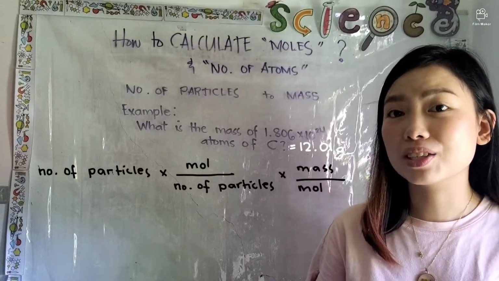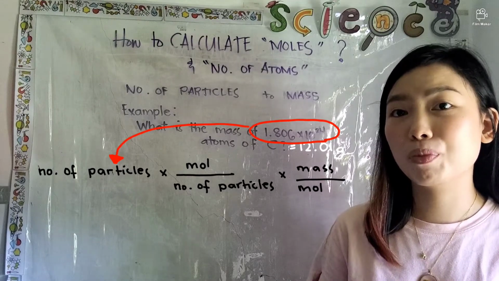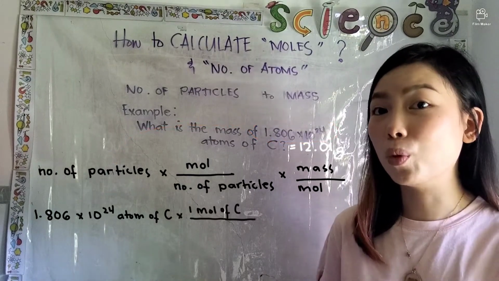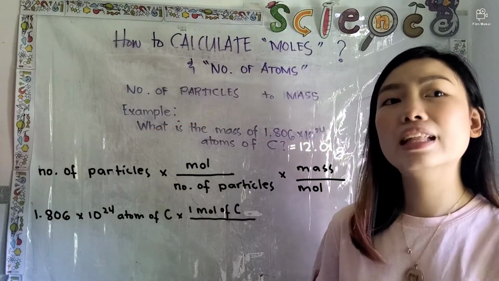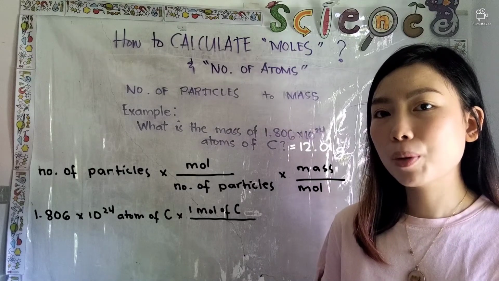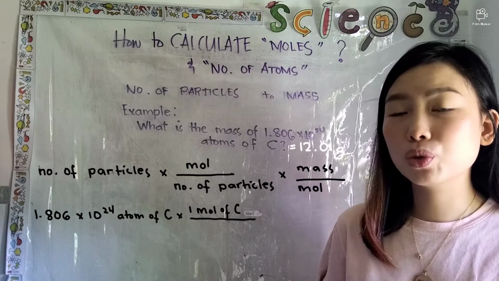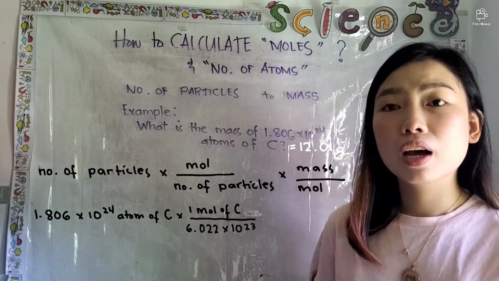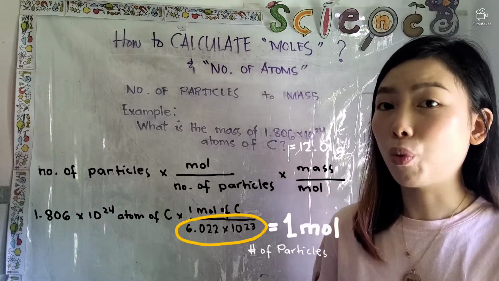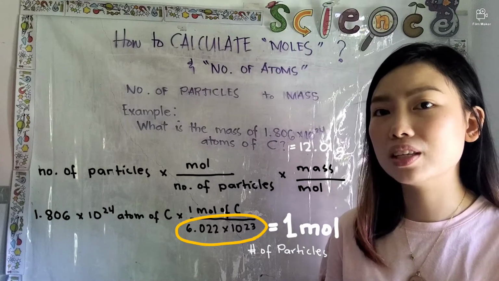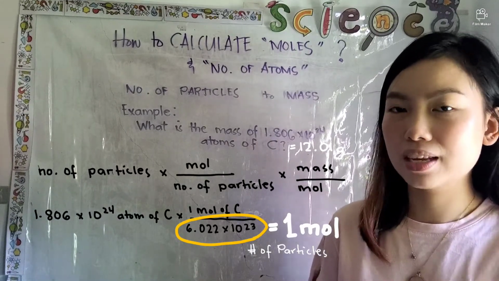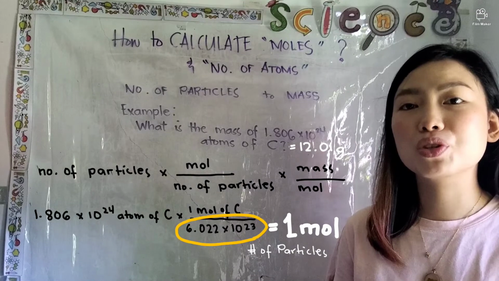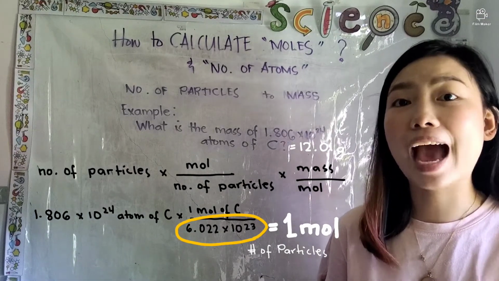So the number of particles is referring to the given, which is 1.806 times 10 to the 24th atoms, multiplied by 1 mole of carbon, divided by number of particles. On this side, we're referring to the 6.022 times 10 to the 23rd atoms. If you can still remember, 1 mole is equivalent to 6.022 times 10 to the 23rd atoms, and that is what we are referring to as the number of particles. So meaning to say, sa ganitong klase ng tanong o equation, palagi mong gagamitin yung 6.022 sa value ng number of particles sa ating equation.